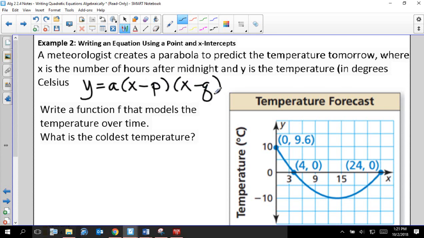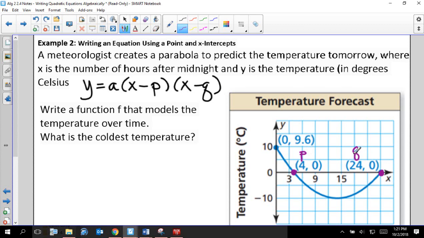Intercept form: y equals a, parenthesis, x minus p, close parenthesis, parenthesis, x minus q. The x and y would be the point. P is an x-intercept and q is an x-intercept. So on this graph, where are the x-intercepts? At 4 and 24. So this will be my P and this will be my Q.